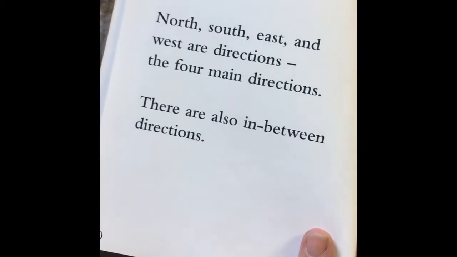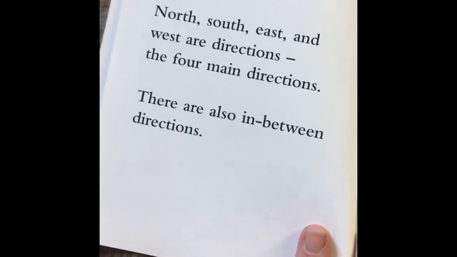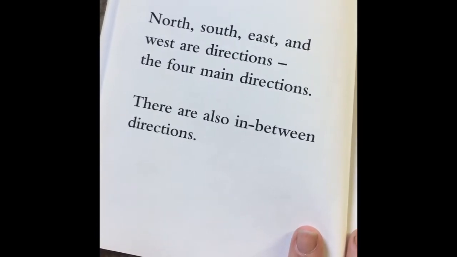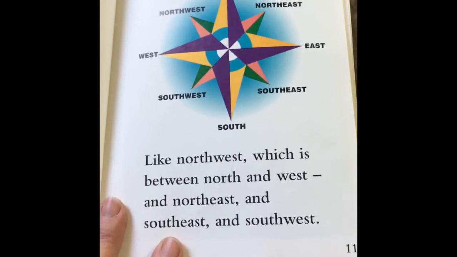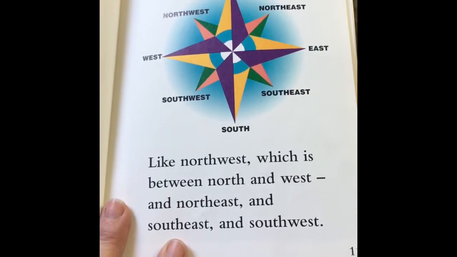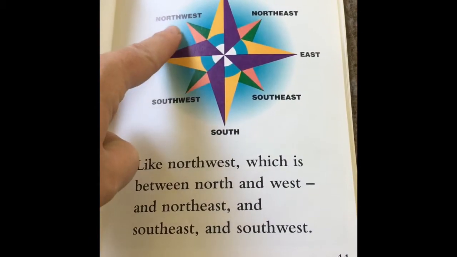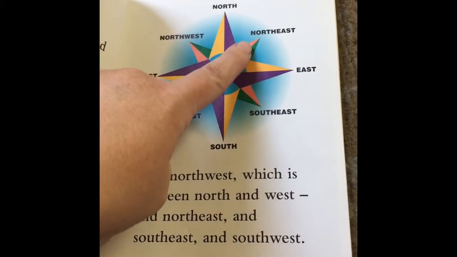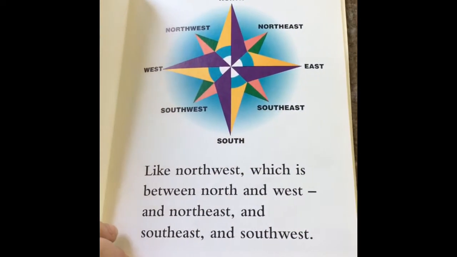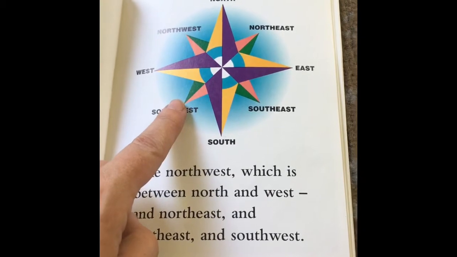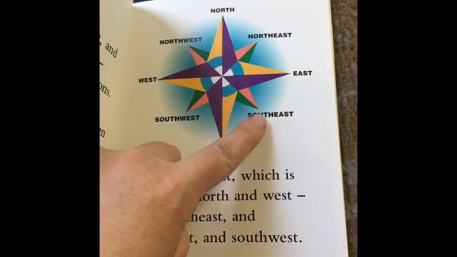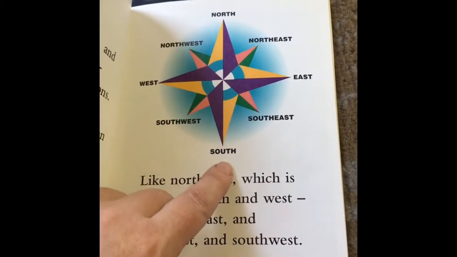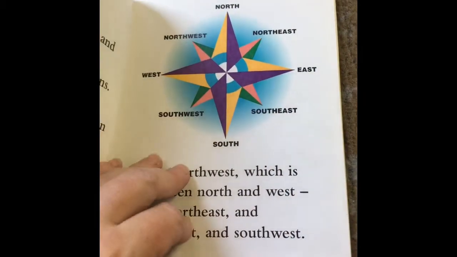North, south, east, and west are directions, the four main directions. There are also in-between directions, like northwest, which is between north and west, and northeast, which is between north and east. There's southwest, between west and south, and southeast, which is between south and east.